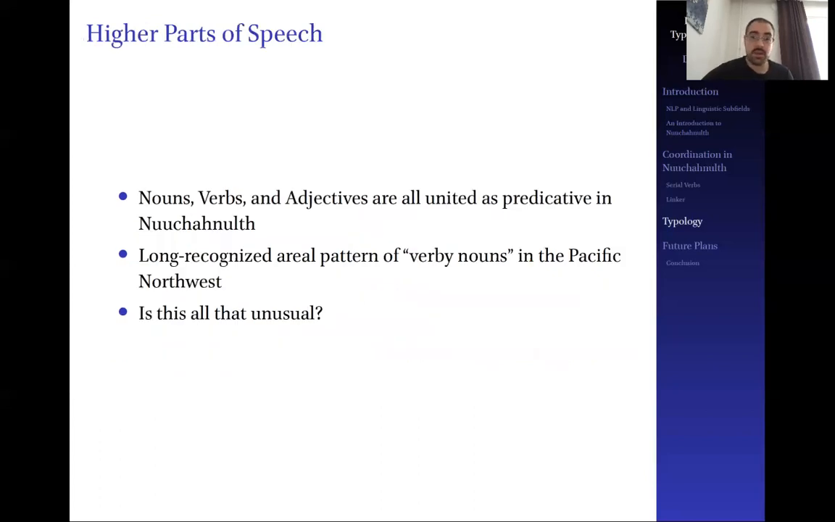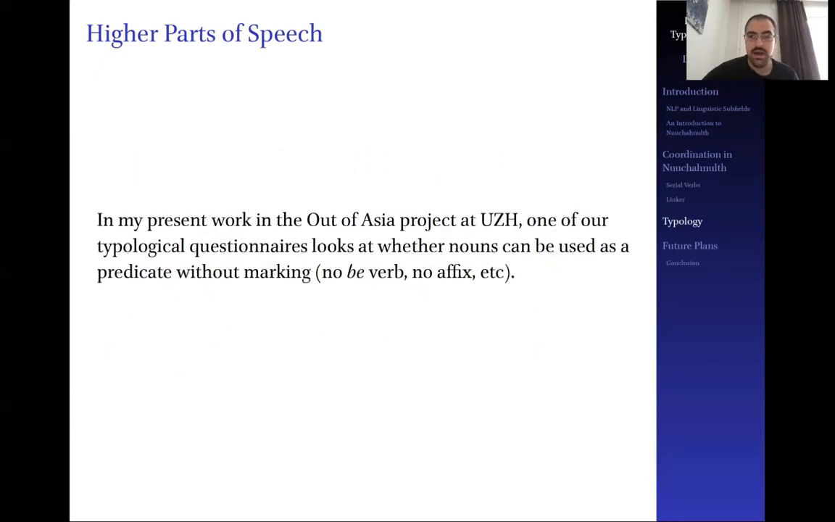And then I talked about predicative parts of speech. In Nuuchahnulth, nouns, verbs, and adjectives are all predicative. And this is a very long recognized areal pattern in the Pacific Northwest. All of these languages have what have been called, quote unquote, verby nouns, or everything is a verb. And is this actually all that unusual? I came into this research thinking the answer was yes. I'm now less certain of that.